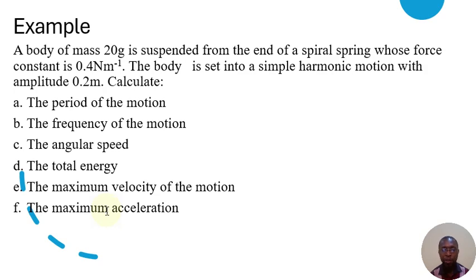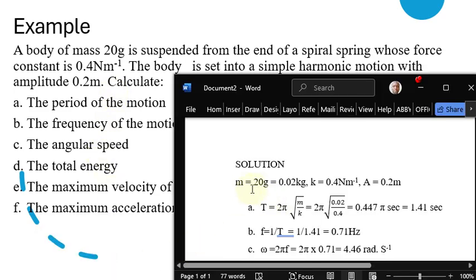Alright, in solving this problem, we will need to consider our mass first. All our parameters should be written out. Mass of the object is 20 gram. But when we are solving problems, we always convert our quantities to the SI unit. 20 gram has to be converted to kilogram. So mass, which is our 20 gram, to kilogram will be 0.02 kilogram by dividing by 1000.